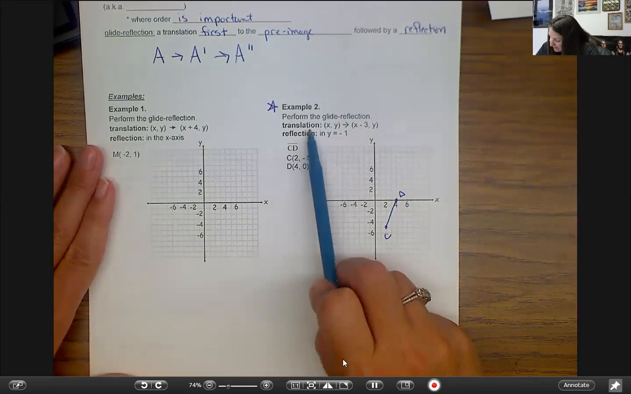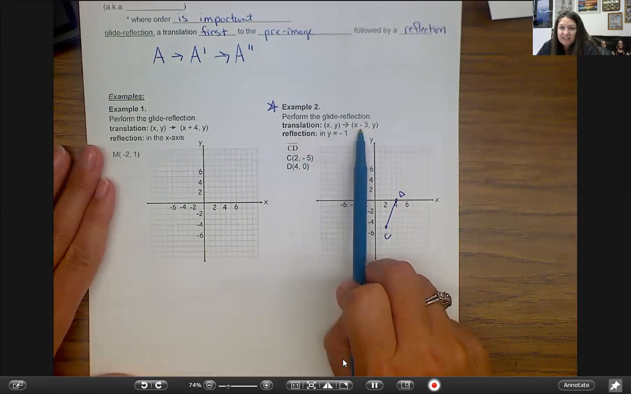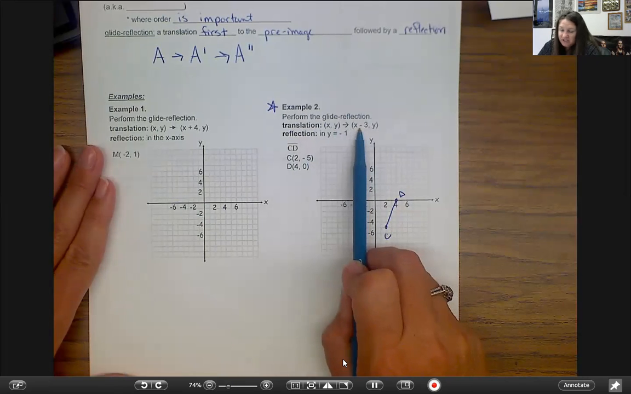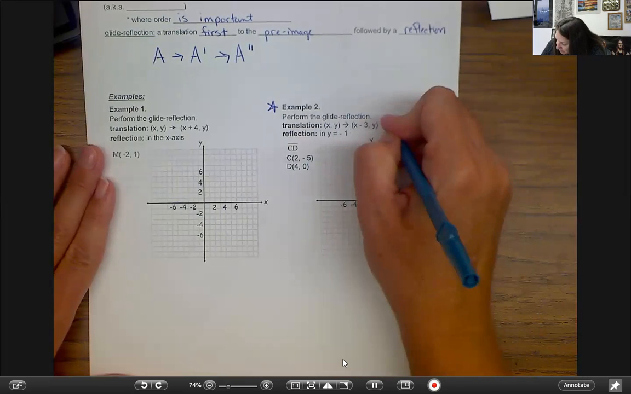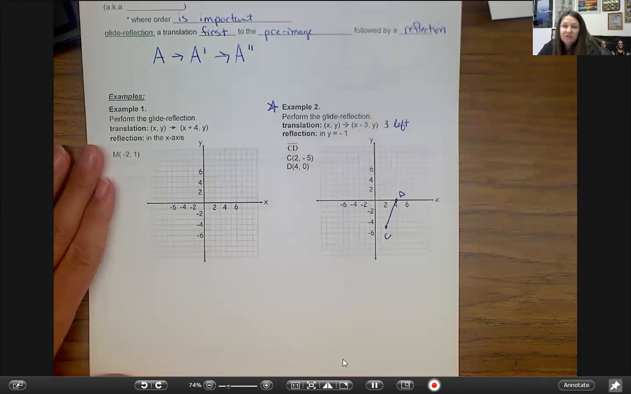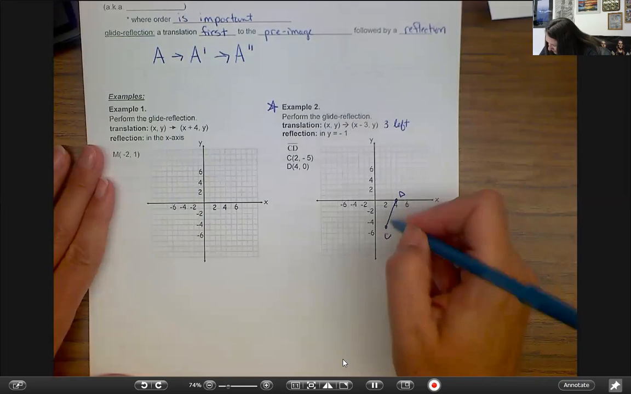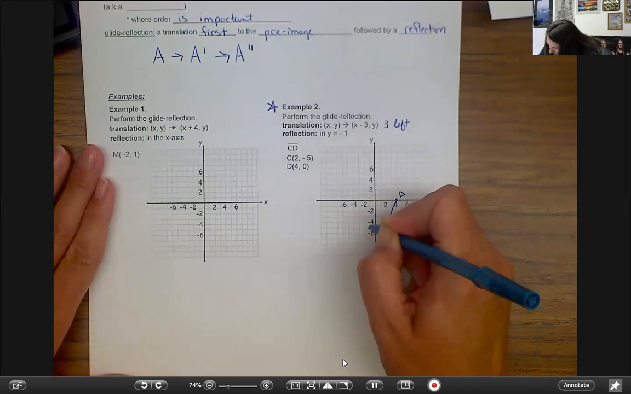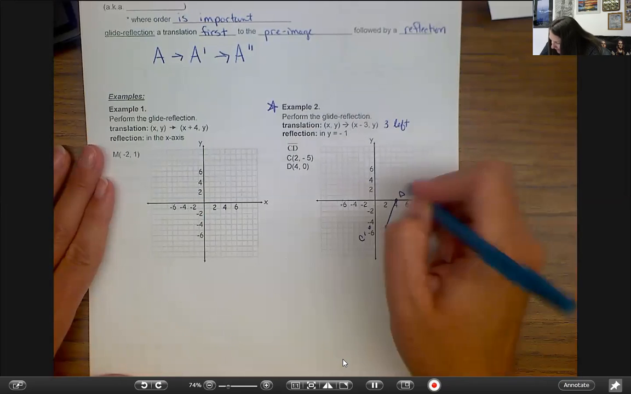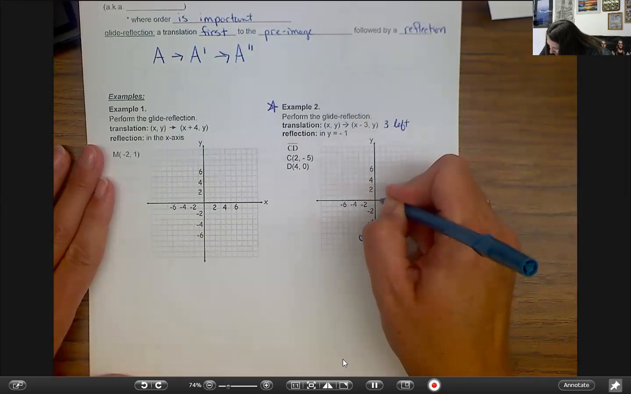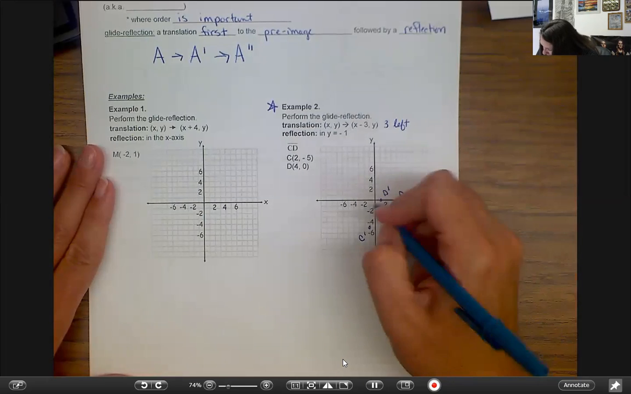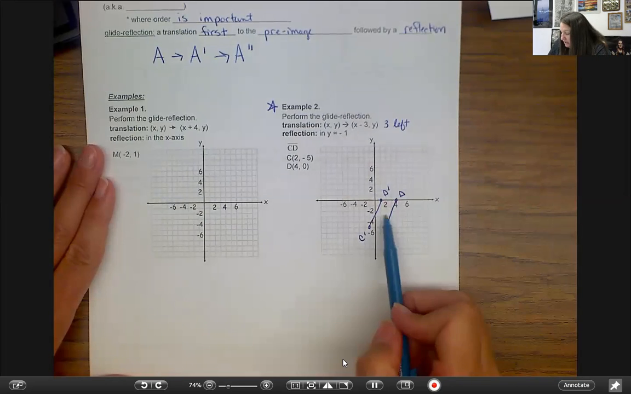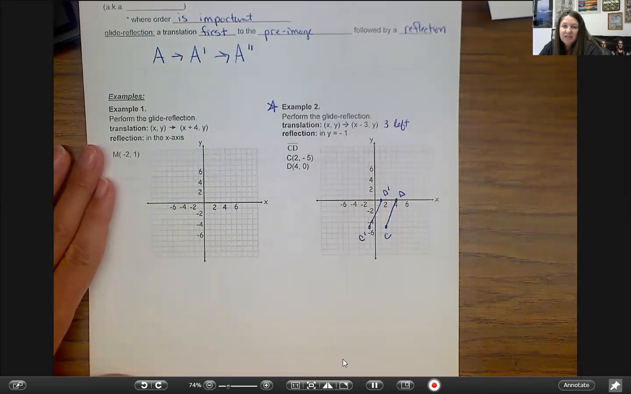Okay, so our translation is given by the rule (x - 3, y). So I should notice that the x coordinate is the only one that's changing, and minus 3 would mean we're moving 3 units to the left. So I'm just going to take C, and I'm going to move 1, 2, 3 units to the left. So there's C prime, and D is going to move 3 units to the left. So there would be D prime. And there's my segment.